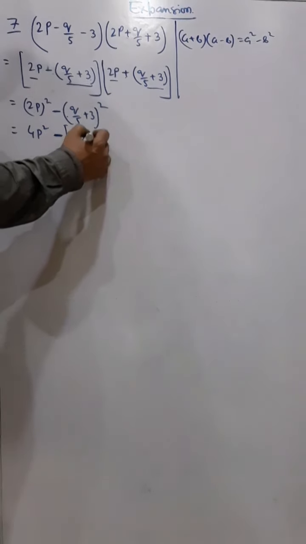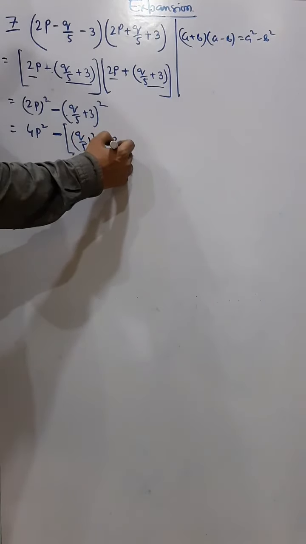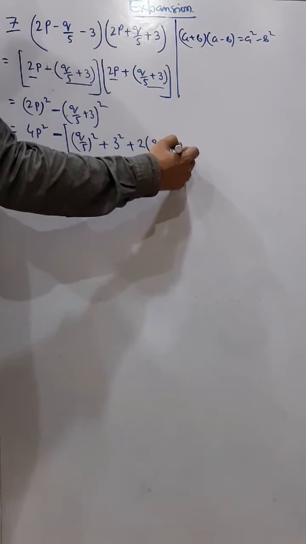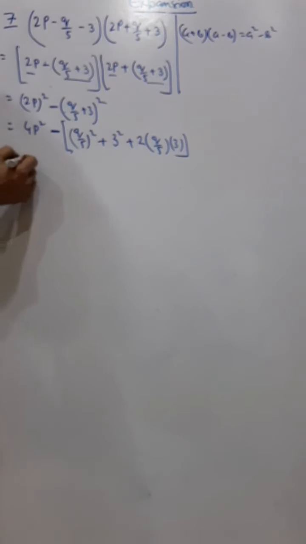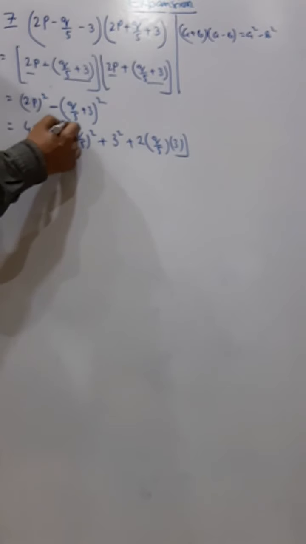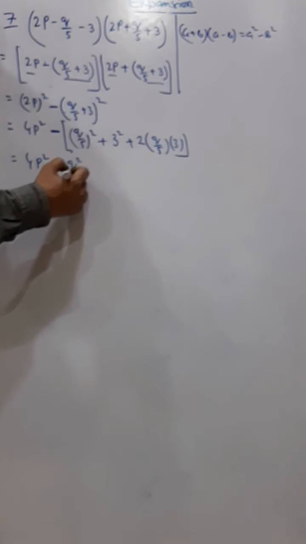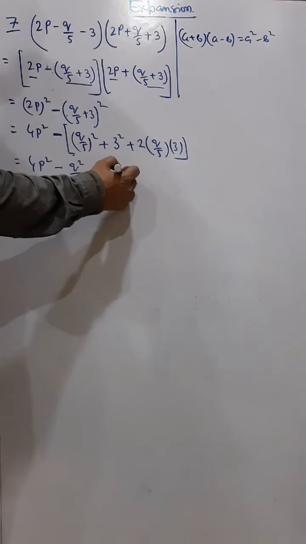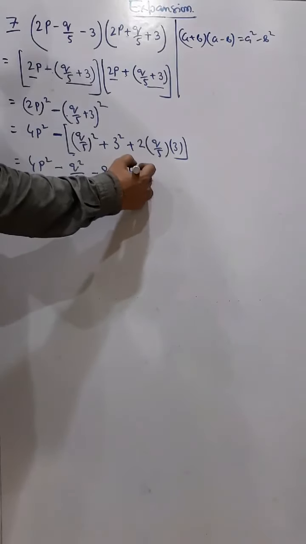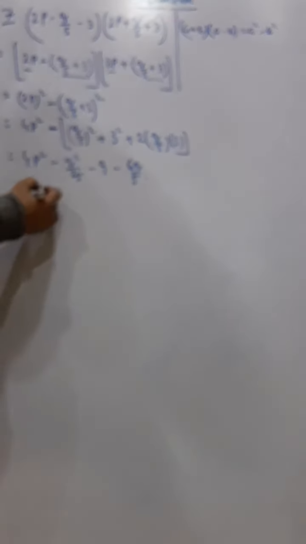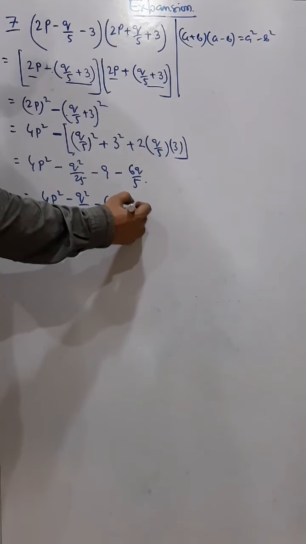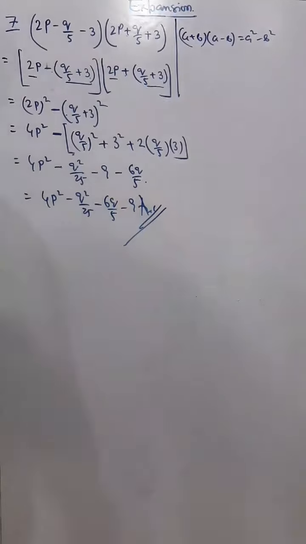So what you got? A square plus b square plus 2 into a and into b, and then we'll simplify. What we write? 4p square, and then now we can open the bracket. What we got? q square by 25 minus 9 and minus what we have? 6q by 5. So finally we can write in this format: 4p square minus q square by 25 minus 6q by 5 minus 9, and that is the answer.